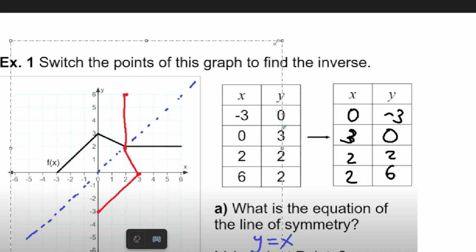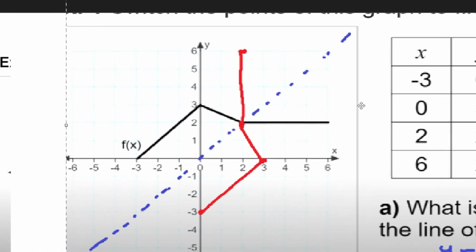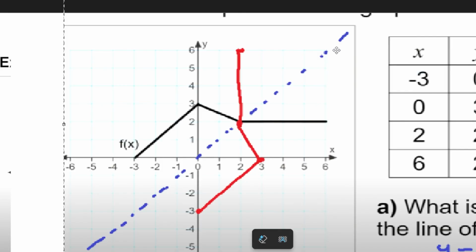We know what y equals x looks like. Alright, so turns out MS Paint is really bad for videos, might switch. But if you look closer, if you tilt your head a little bit, you can see that these two lines are just kind of mirrors of each other through that line. So that's why we say that the line of symmetry is y equals x, because if it was a mirror, that's what it would look like.